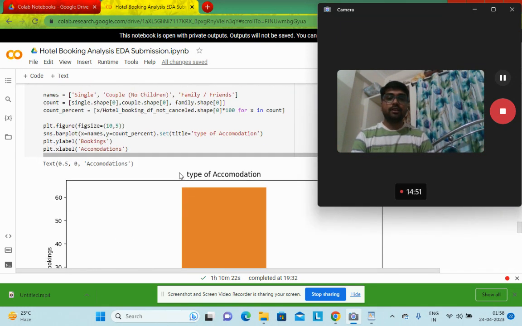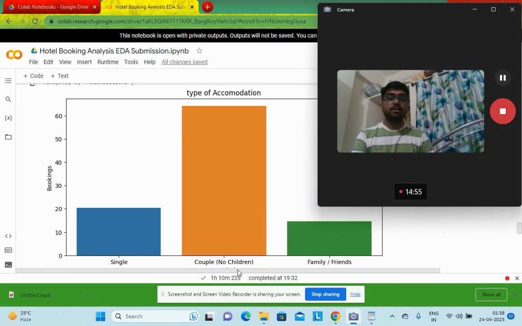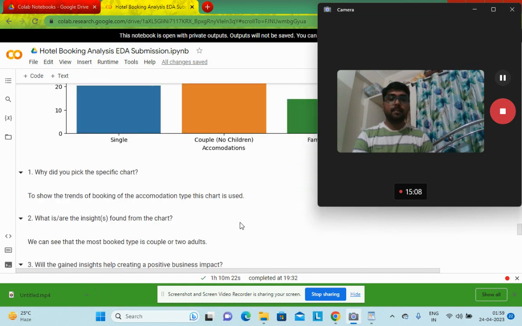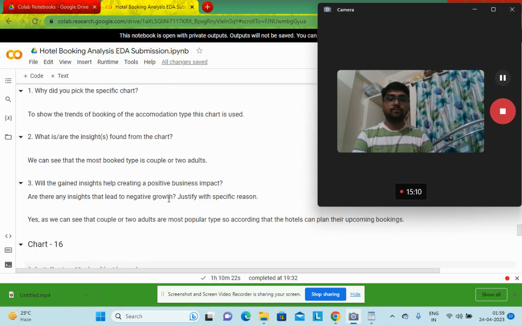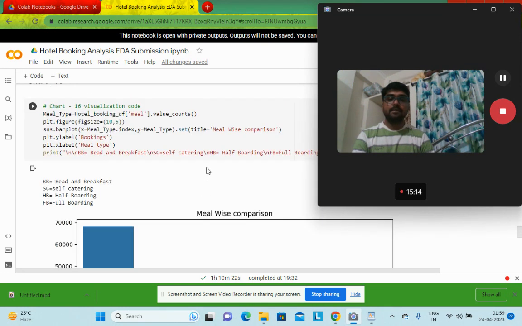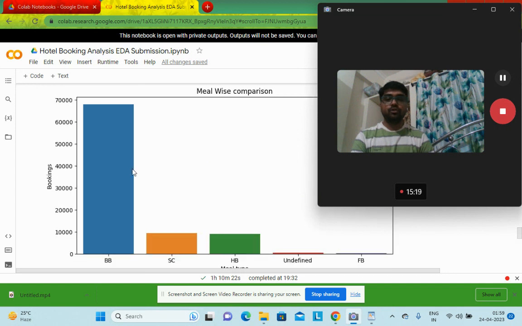Next, the accommodation type chart. We can see from here the most popular accommodation type is couple, so that the hotels also can arrange accordingly. They can arrange their upcoming bookings and their ongoing bookings as well by seeing this chart. Then the meal wise comparison. Most preferred meal type is BB, which is breakfast. We have seen that.